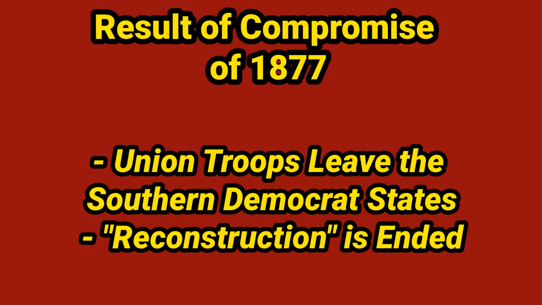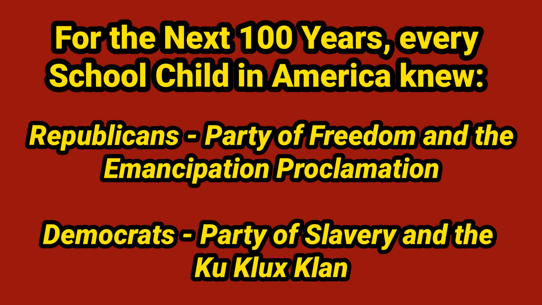Reconstruction ended when the truth left. So for the next 100 years, I'm going to submit to you this: with the assassination of Abraham Lincoln and the ending of Reconstruction, every school child in America knew two things. This is what they believed. Number one, Republicans were the party of freedom and the Emancipation Proclamation. Two, the Democrats were the party of slavery and the Ku Klux Klan.